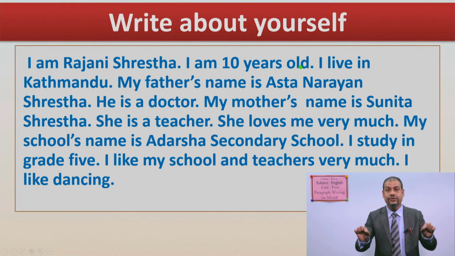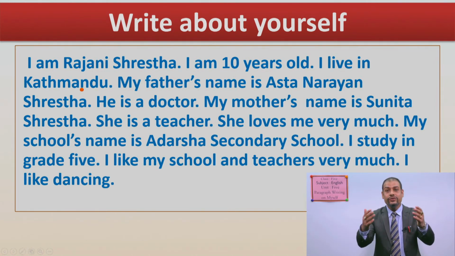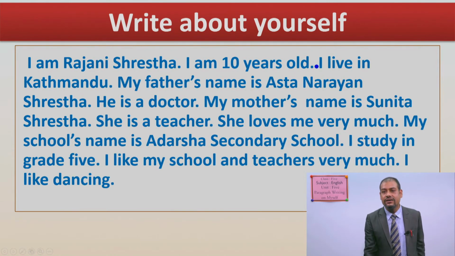So what is your age? How old are you? You can write down your age. Rajani Shrestha is 10 years old here. Now you can write down about your age. Then Rajani Shrestha lives in Kathmandu. Where do you live? You can write down the name of place where you live. So for example, you can write down like I live in, write down your place where you live.